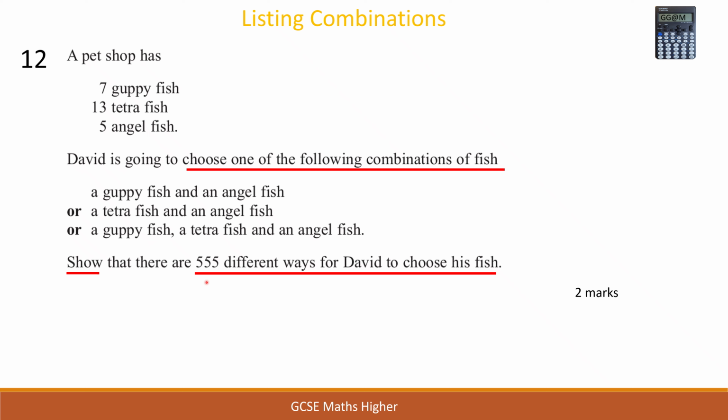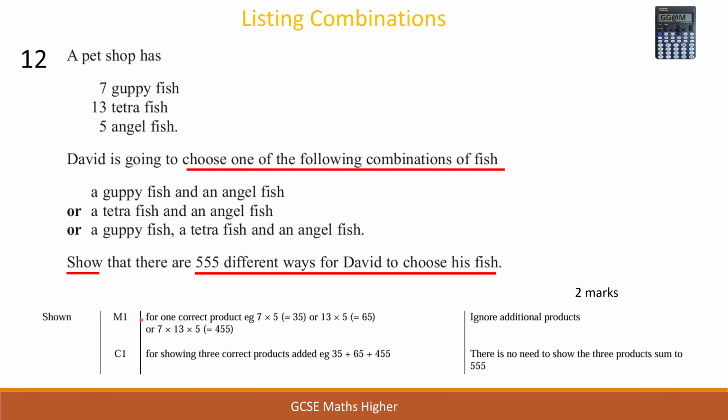Fantastic work. So hopefully you've managed to come up with an answer, and you should get the answer shown. M1 is a method mark, this is for your method, and the C1 is a communication mark showing the correct products. So you've got to make sure that you're adding together the products of the values that you've got to get this 555.